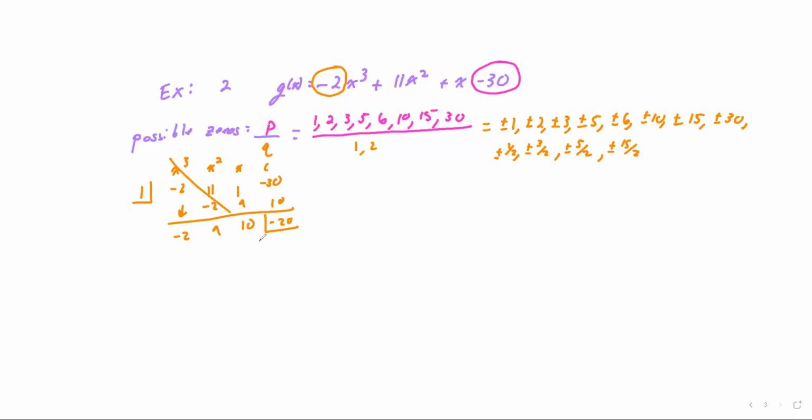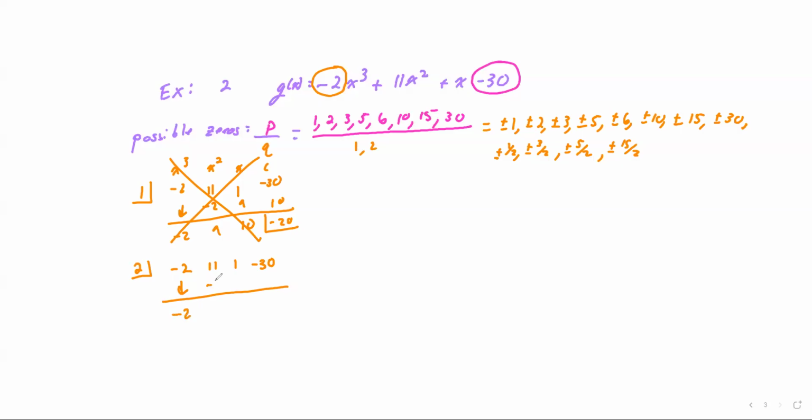So what I do is put an X to show that that's not my result, and it doesn't eliminate anything else. So now I just move on to the next number. I'll try a 2. The concept is still the same: negative 2, 11, 1, negative 30. Break it down. Don't forget that first step of dropping down that number.